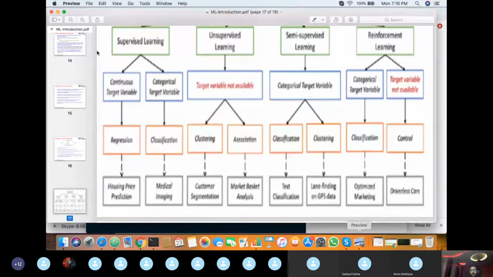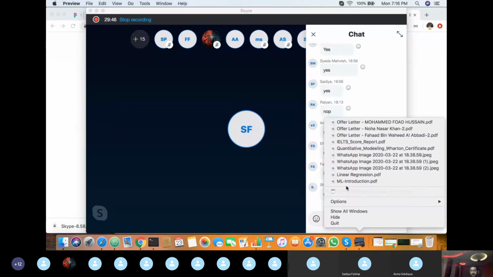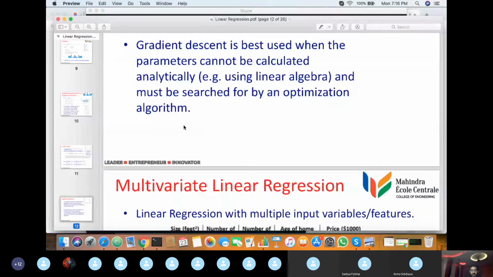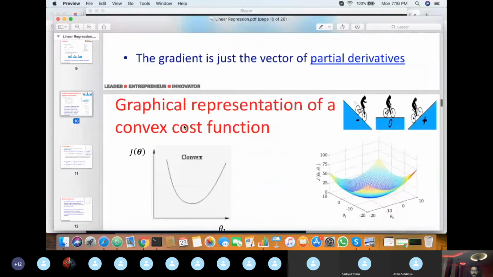Okay. So moving on, we have something called gradient descent.